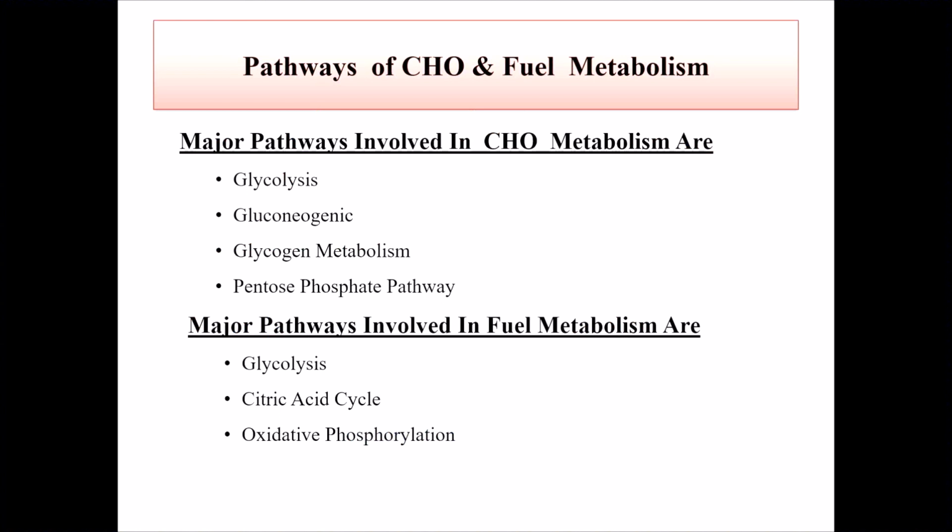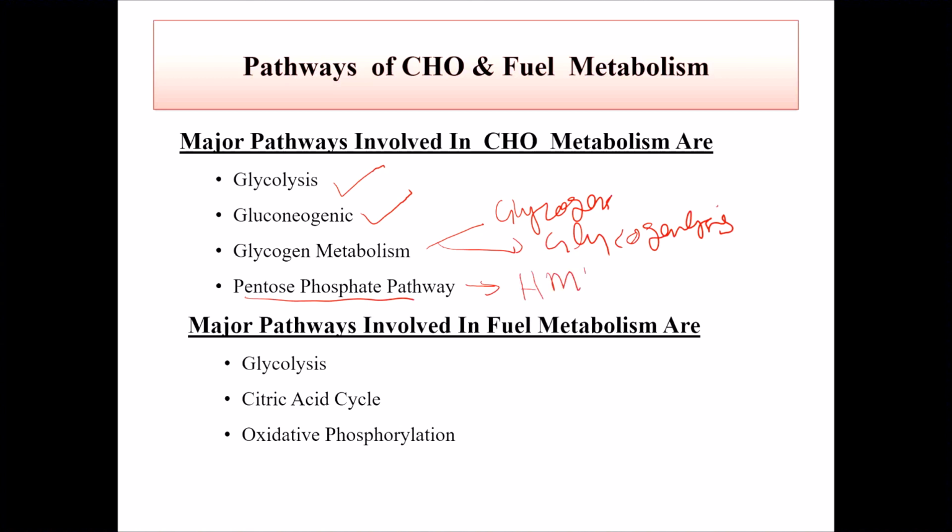We have different pathways for carbohydrate. Some of the major pathways involved in carbohydrate metabolism are glycolysis, the breakdown of glucose; gluconeogenesis, the synthesis of new glucose; glycogen metabolism, glycogenesis and glycogenolysis. And then we have an alternative pathway, the pentose phosphate pathway, which is also called the HMP shunt.